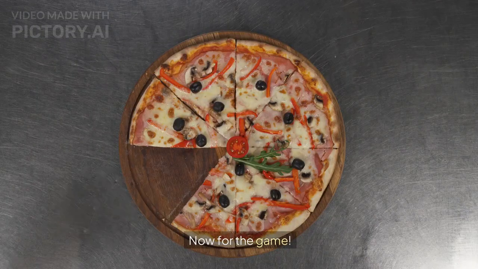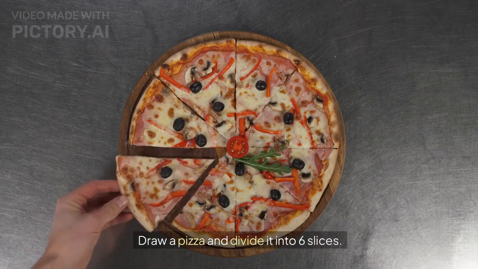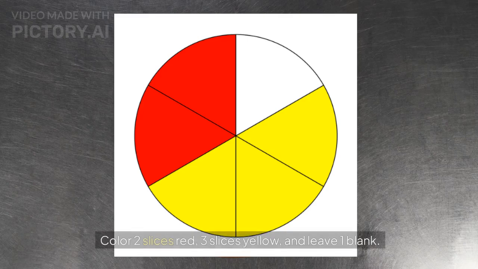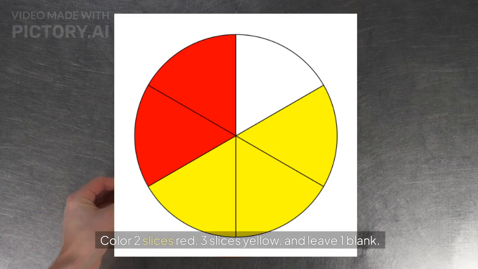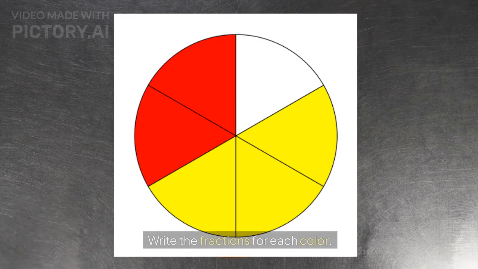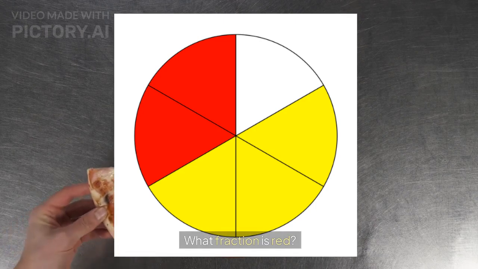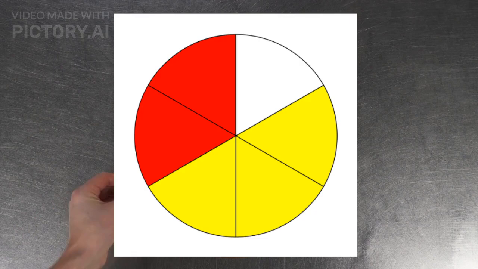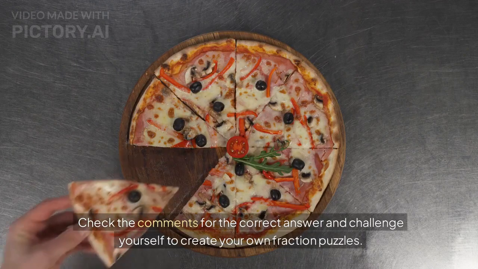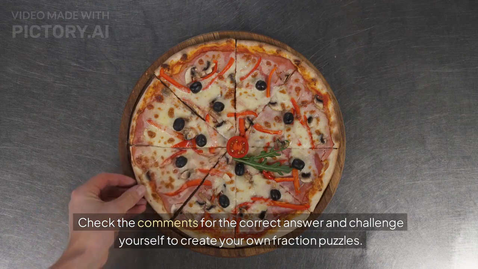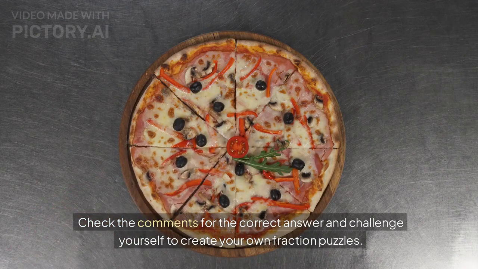Now for the game, draw a pizza and divide it into 6 slices. Color 2 slices red, 3 slices yellow, and leave 1 blank. Write the fractions for each color. What fraction is red? What fraction is yellow? Simplify your answers for extra practice. Check the comments for the correct answer and challenge yourself to create your own fraction puzzles.